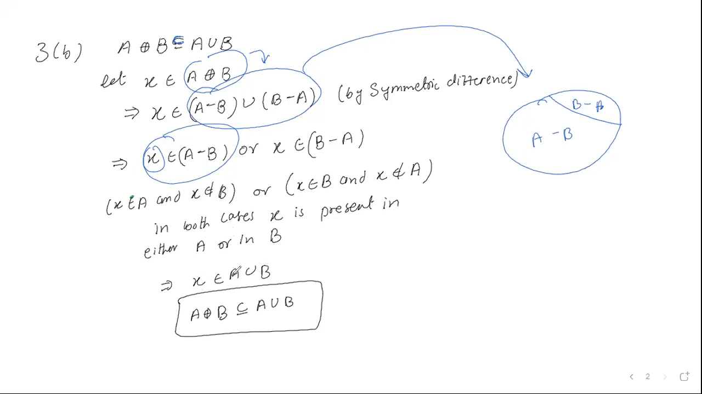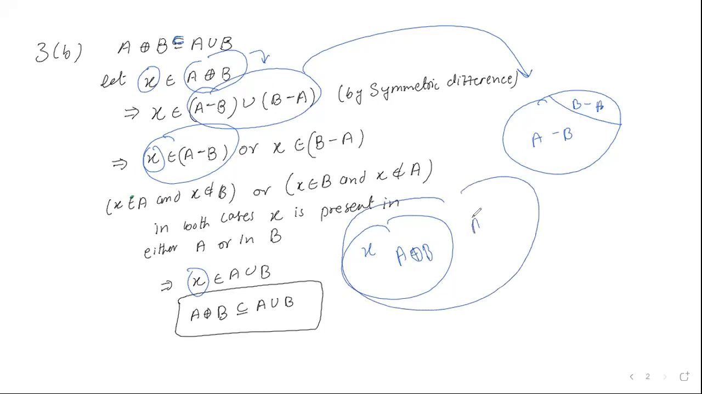So if it belongs to the union of A and B, and we started with X being an element of A symmetric difference B, and we ended up with the conclusion that X is an element of A union B, as we took X from A symmetric difference B and ended up in the set A union B, we got to know that this particular element also belongs in this set as well, which indicates that A symmetric difference B is a subset of A union B.